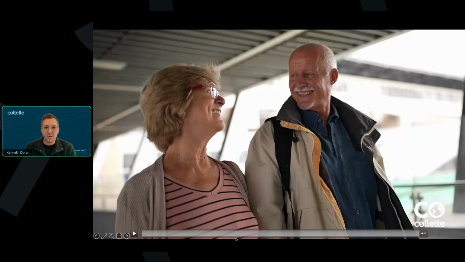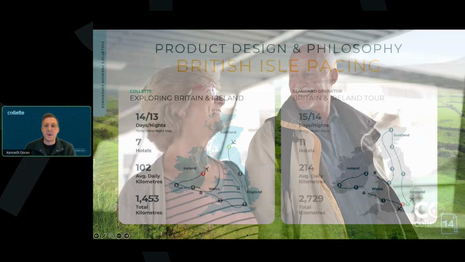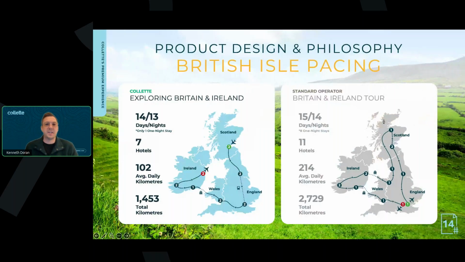I'm going to skip over the video. It's pretty self-explanatory here. Okay, on to a quick example. So earlier I mentioned the pacing. I do have a Collette tour on the left-hand side, and then another operator on the right. They're very comparable tours. The thing to note and highlight is two things. The first is the pacing and how many one-night stays there are. If you look at the 13-day tour that Collette is doing, we use 7 hotels, and only one of them is a single night stay.